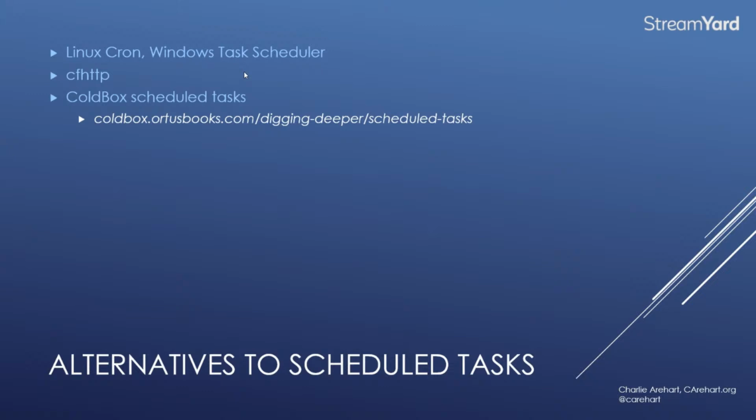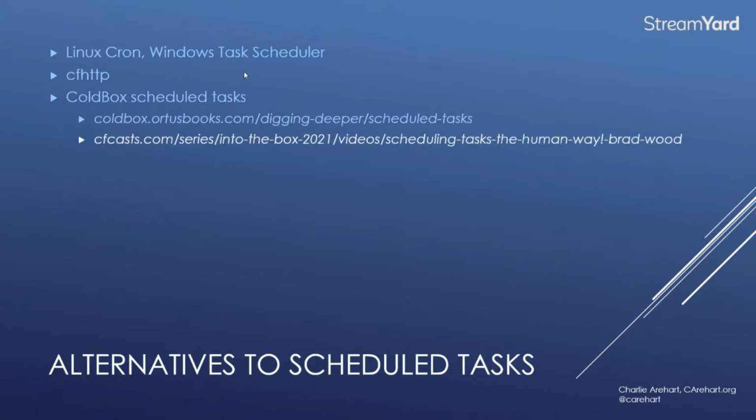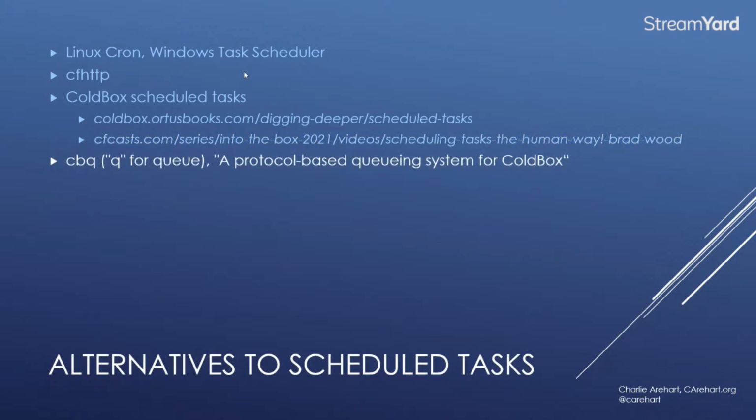There's documentation called Digging Deeper into Scheduled Tasks with ColdBox. I'll leave you to explore that. And then there was a CFCasts video. CFCasts.com is their repository of videos, and at their Into the Box conference in 2021, Brad did a talk on scheduling tasks the human way. He regarded it as more humane or human than regular CF scheduled tasks, and he talked about how much better they were. There's also CBQ, the Q being for queue. CBQ is another ColdBox and CommandBox Ortus solution, a protocol-based queuing system for ColdBox, and you can use it for scheduling. If you look at the docs, you'll see that.